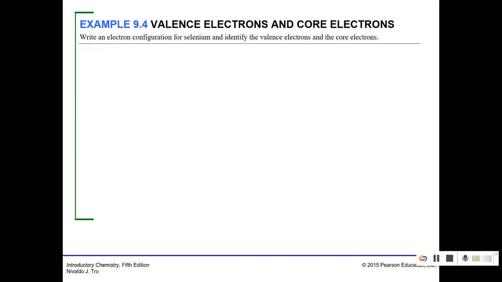There's obviously going to be questions on Mastering where you're kind of dragging and dropping. All right, now for selenium, which we just did. Nope, we didn't do selenium. We did silicon. All right, so it wants the electron configuration. It wants valence electrons and core electrons.